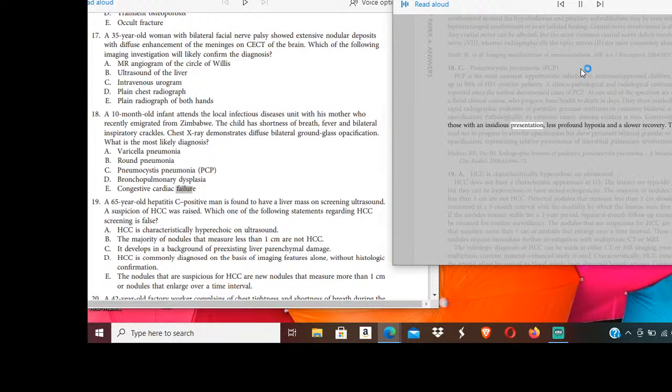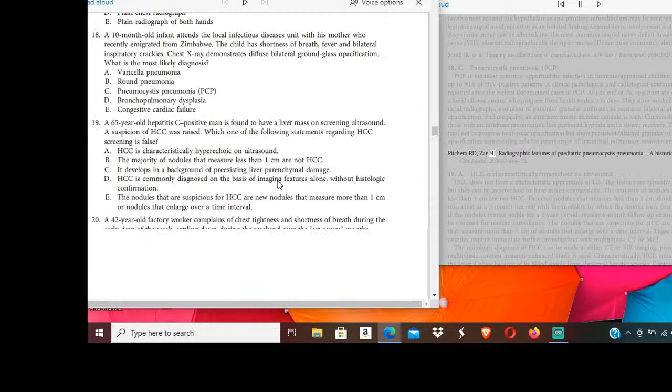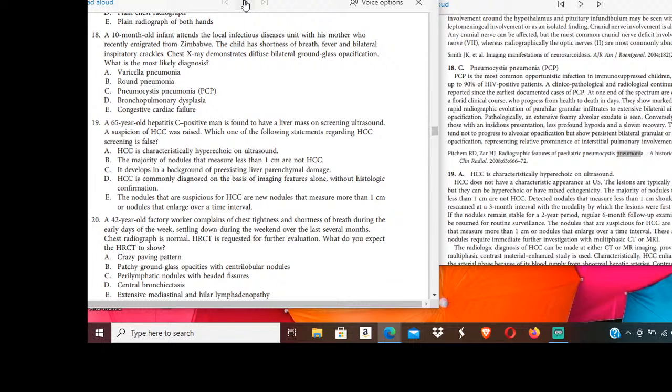Conversely, there are those with an insidious presentation, less profound hypoxia, and a slower recovery. These patients tend not to progress to alveolar opacification, but show persistent bilateral granular or ground glass opacification, representing relative prominence of interstitial pulmonary involvement. Pitcher RD, Zar HJ. Radiographic features of pediatric pneumocystis pneumonia.